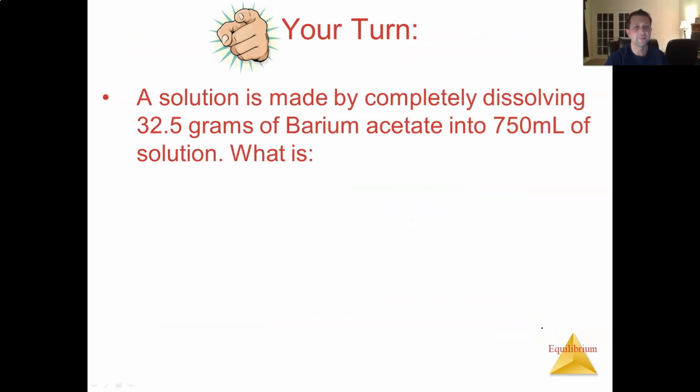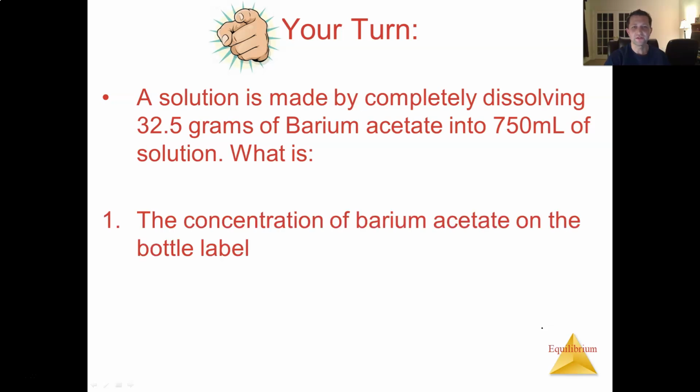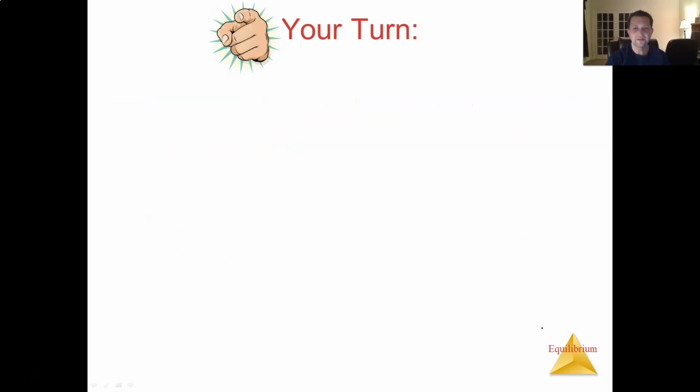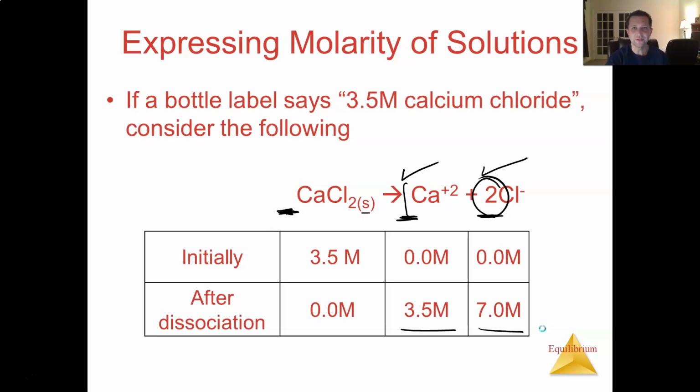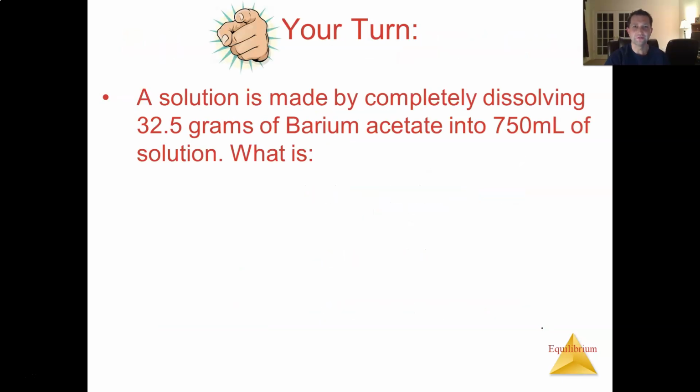So time for you to try one. It's a little more difficult because we have to do something else first. We have a solution of barium acetate. Now, in this previous example, I just told you it was a 3.5 molar solution. We need to remember how to find molarity, right? So this goes way back to foundational knowledge from Chem 1. You have 32.5 grams of barium acetate, and you have 750 mils of solution. So you had 32.5 grams of barium acetate. You put it in a volumetric flask, filled it up to the mark, and apparently it was 750 milliliters.